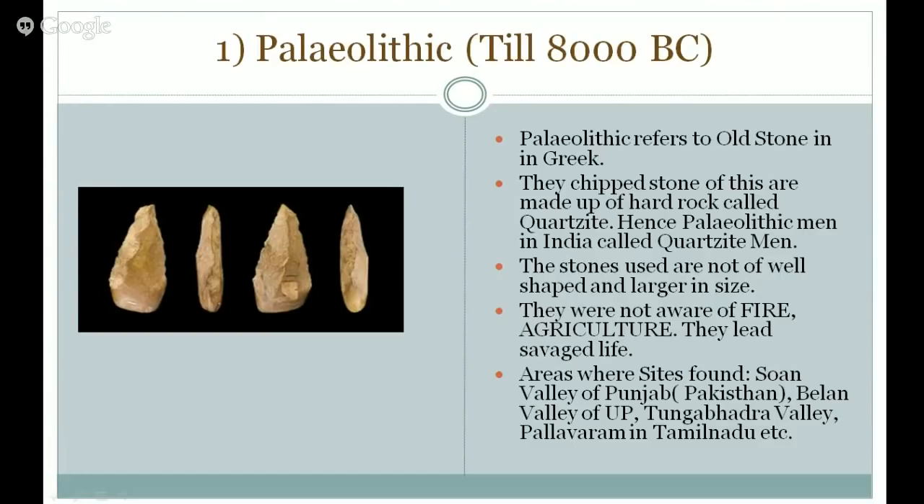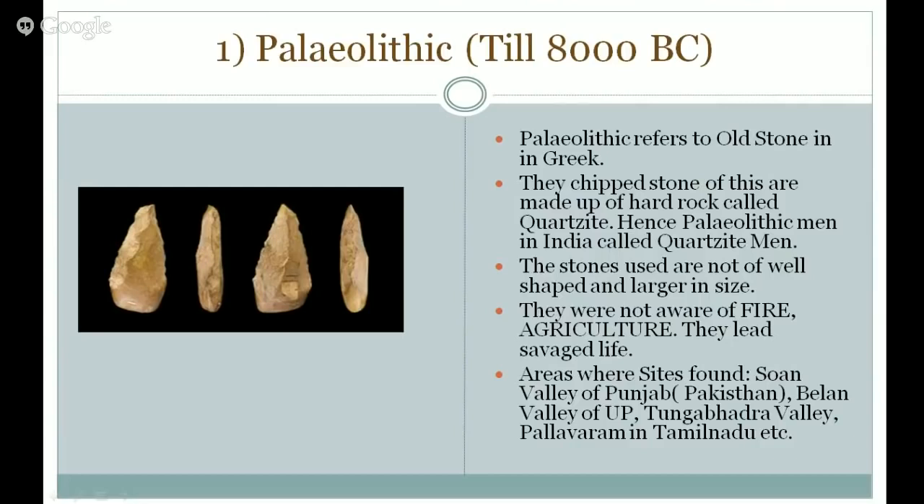Where has this been dug? The areas where sites were found were the Son Valley of Punjab, now in Pakistan, the Belan Valley of UP, the Tungabhadra Valley of Andhra Pradesh, and Pallavaram of Tamil Nadu, etc. In these places we found many stones. Generally, these stones are very large in size. They are not well chipped, not well made. Generally, they are made of a hard rock called quartzite. Hence, these Paleolithic people in India are called quartzite men. They are not well shaped and are larger in size.